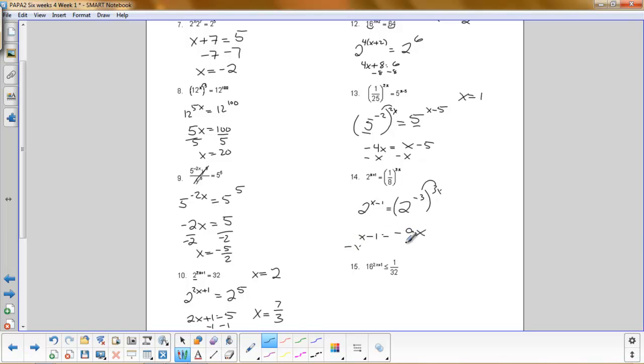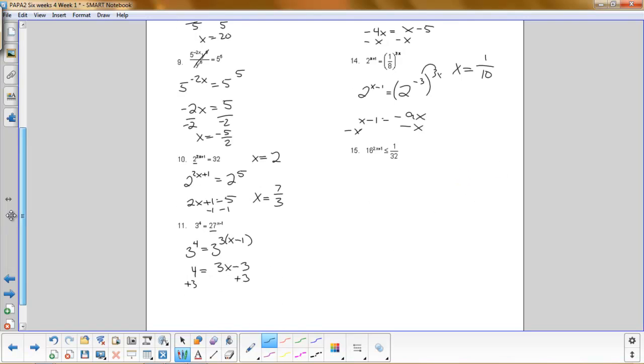Subtract your x to the other side, and I get negative 10. So dividing it back out again, x equals 1/10. Oh, sorry, I wrote that wrong. That's why my notes didn't match up. Negative 1/10.